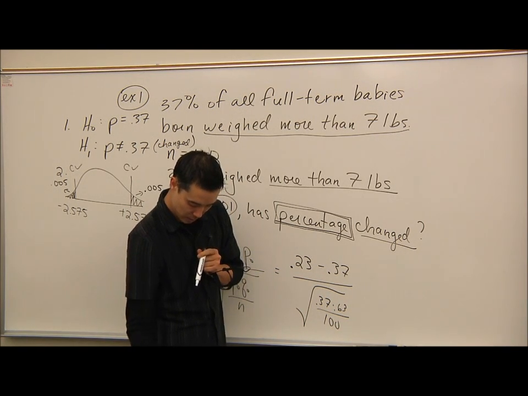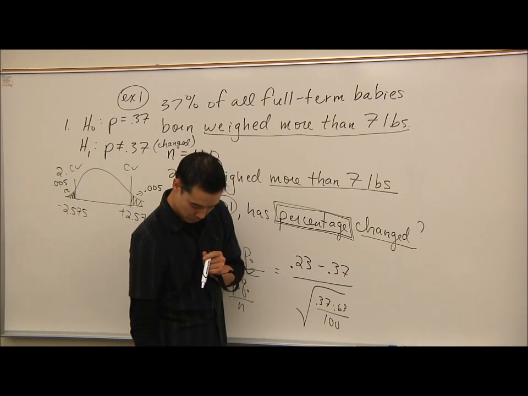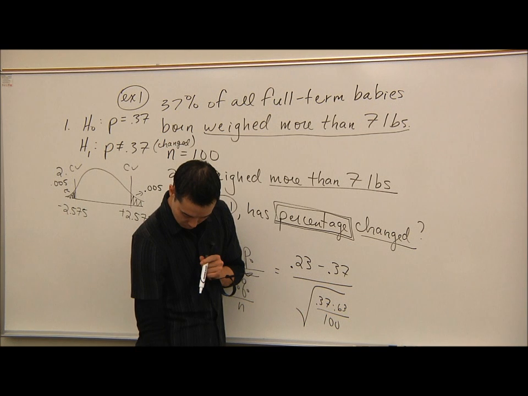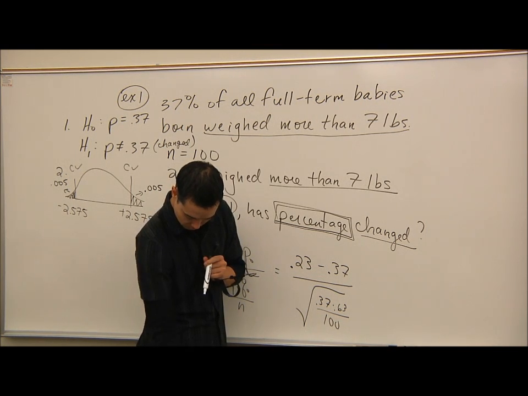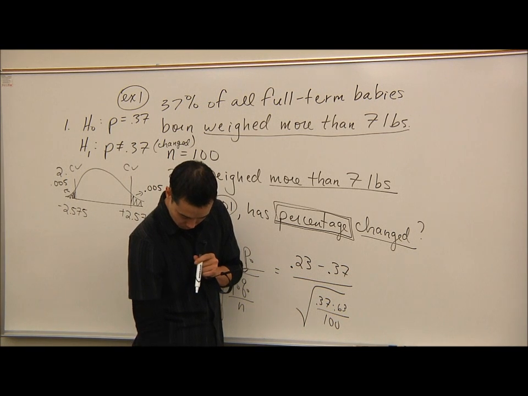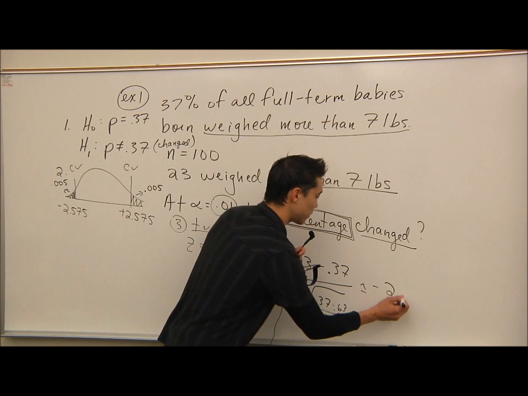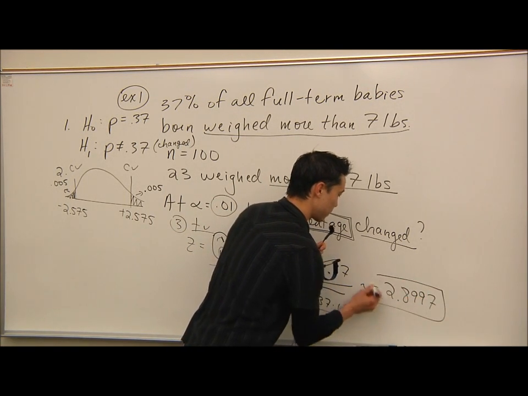0.23 minus 0.37 divided by square root 0.37 times 0.63 divided by 100. Close your square roots. Okay, so about negative 2.8997. Is that what you guys got? Yeah. Approximately negative 2.8997. All right. Ooh, this is close.